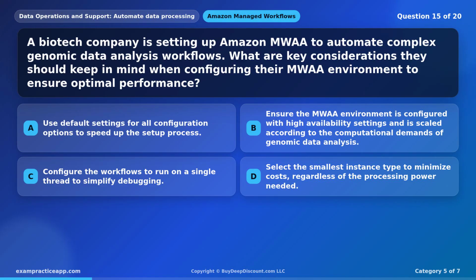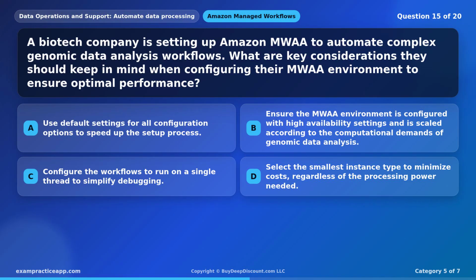Option A, use default settings for all configuration options to speed up the setup process. Option B, ensure the MWAA environment is configured with high availability settings and is scaled according to the computational demands of genomic data analysis. Option C, configure the workflows to run on a single thread to simplify debugging. Option D, select the smallest instance type to minimize costs, regardless of the processing power needed. Take a moment to choose your answer.